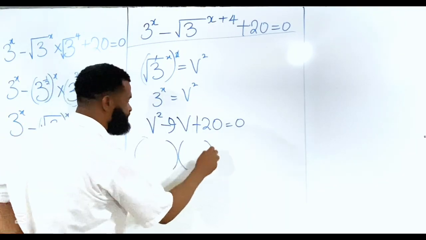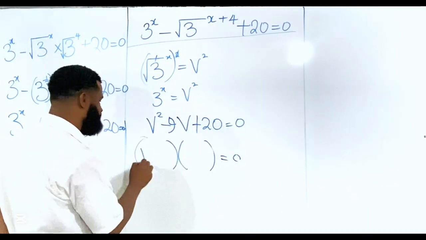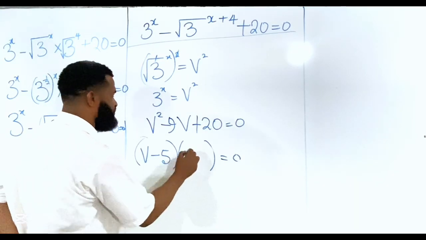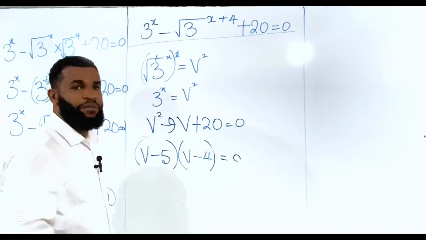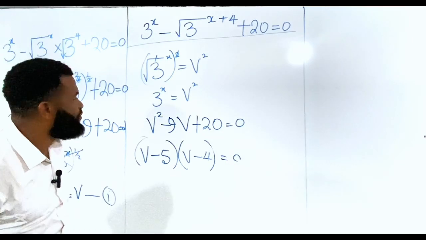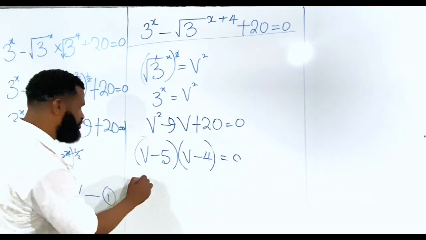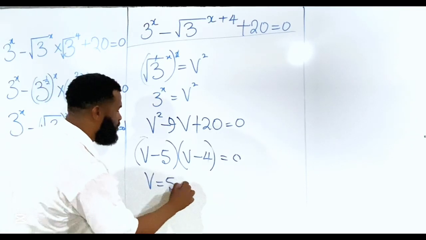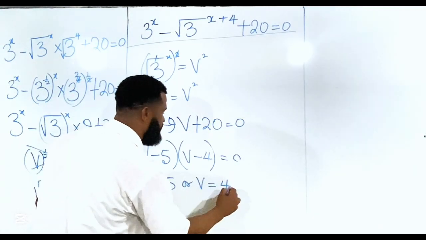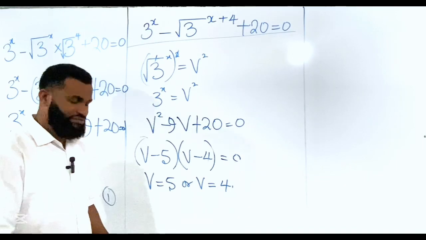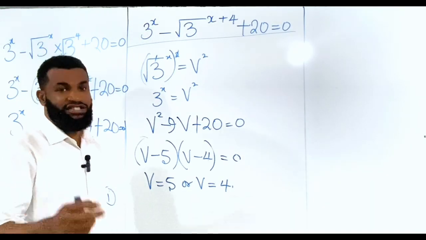Open 2 brackets equal to 0. I will have v minus 5 and v minus 4. All right, so at this point now, I am going to find the value of v. So I'm going to say that v is equal to 5 or v is going to be equal to 4. I'm sure you can relate to this. All right, that is not all.